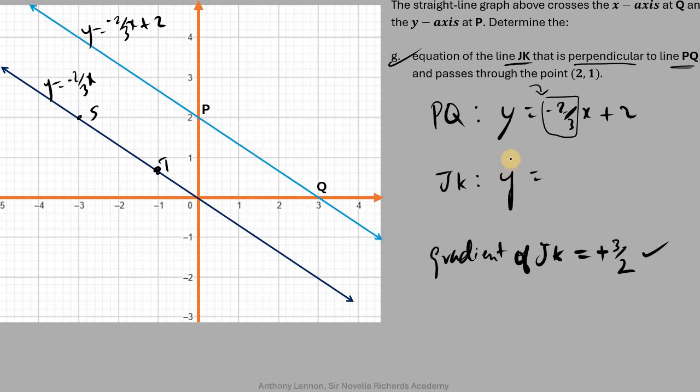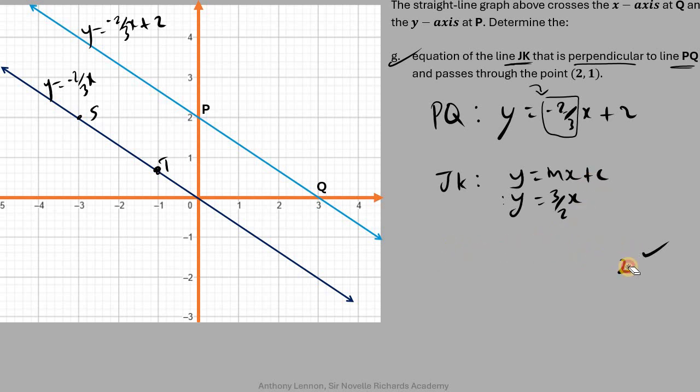So in the form y equals mx plus c, we can rewrite, the gradient being 3/2 x, and the c value. What will be the c value? Well, we do not know exactly where JK cuts the y-axis. We're not told that here. But we do know that the line JK passes through the point 2, 1.